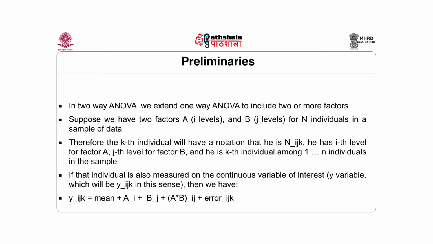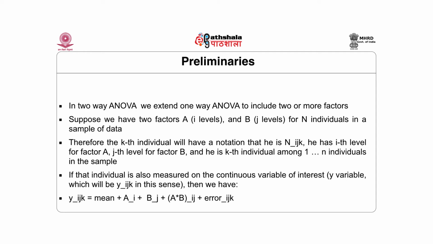So suppose we have two factors. One factor, A, has I number of levels. So consider I to be like 3 levels of the factor. And B has J levels. So let's put J to be 2 levels.